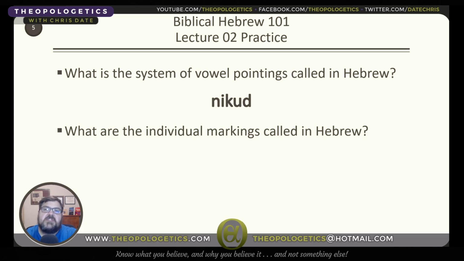But what are the individual markings themselves called in Hebrew? So nikud is the system of pointings, but what is any given mark called? They're called nikudot, which is the plural of nikuda, which means dot. So nikudot means dots or points. The system is nikud. The markings are called the nikudot.